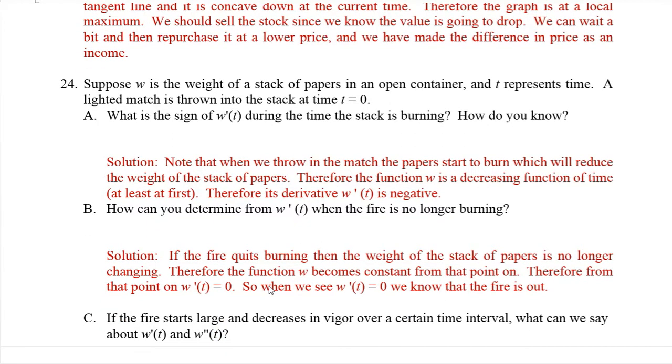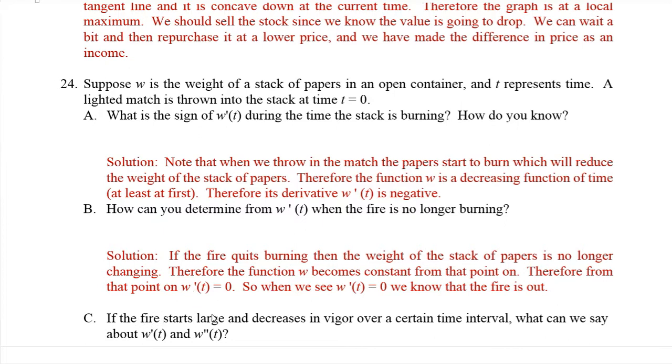All right, now here's a situation. Let's suppose that the fire starts large, but then decreases in vigor, less vigorous over a certain time interval. What can we say about W prime of t and W double prime of t? This may require a little more thought. Let's think about this a while. Come back when you think you've got it worked out. Press pause now.